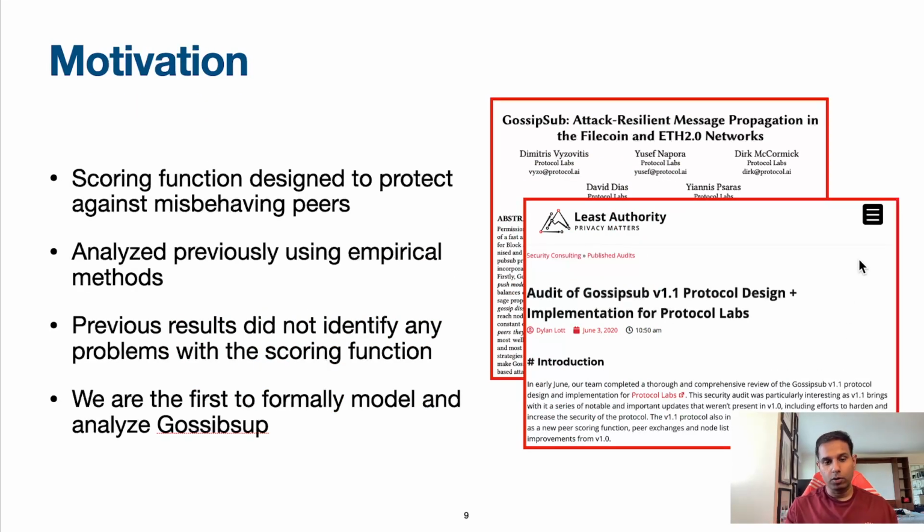Analysis of the GossipSub protocol is not new. Previous work has focused on scenario-based testing or unit testing. However, for a protocol as complex as GossipSub, this analysis might not be enough. We are the first, to the best of our knowledge, to formally model the GossipSub protocol and reason about its scoring function using properties which might seem obvious but whose formal analysis revealed critical security problems.